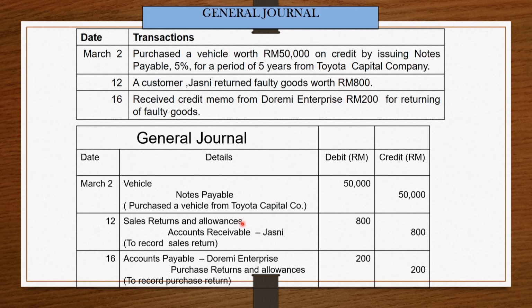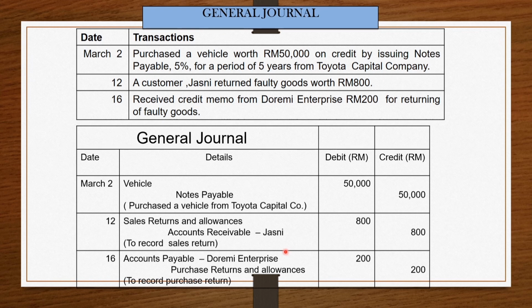And the second transaction, 12th of March, double entry system is debit sales returns and allowance 800 and credit account receivable. The amount is 800. So this one, sales return represents expenses and account receivable represents asset. It will reduce the amount of asset by 800. So bear in mind, we have to record double entry system.